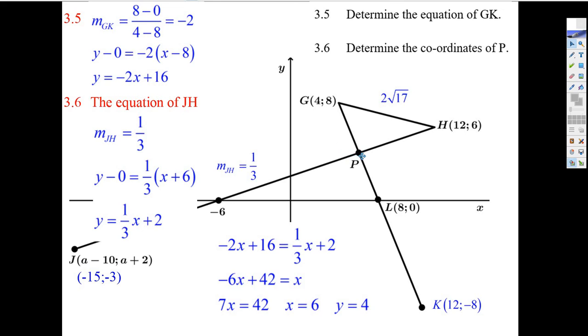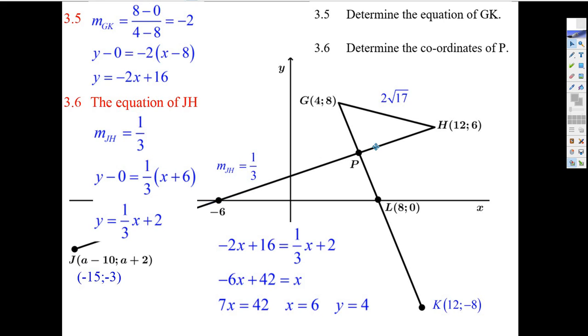Now they want us to find the coordinates of P. We just found the equation of this line. If we could figure out the equation of the other line, JH, this big line that goes through here, we could make those equations equal each other and solve, and that would give us the answer. In fact, that's what we do.